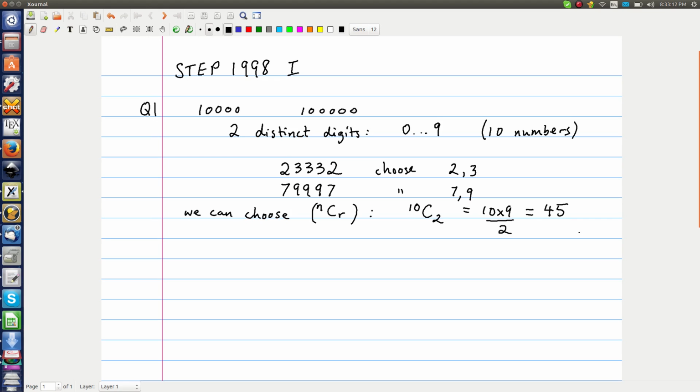If I've got 5 pens and I choose 2 from 5, it's not meant to include the possibility of choosing the same pen twice. So we've chosen 2 distinct digits. There are 45 ways to do that.